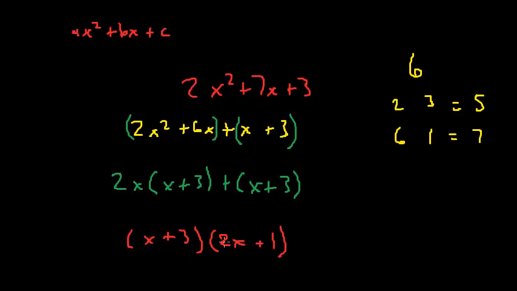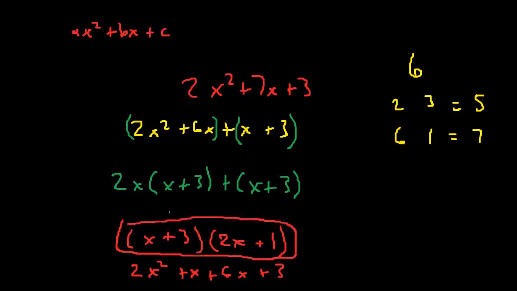So I have x plus 3 times 2x plus 1, and if I want to check this, I can go ahead and distribute. This gives me 2x squared plus x plus 6x plus 3. If I add those 2 middle terms, I get back my 7x. So indeed, this is the correct factored form of that original trinomial. So again, the trick here: multiply the first coefficient by the last coefficient, and then find factors of that number that add up to our middle number, so we can split that middle term and factor by grouping.